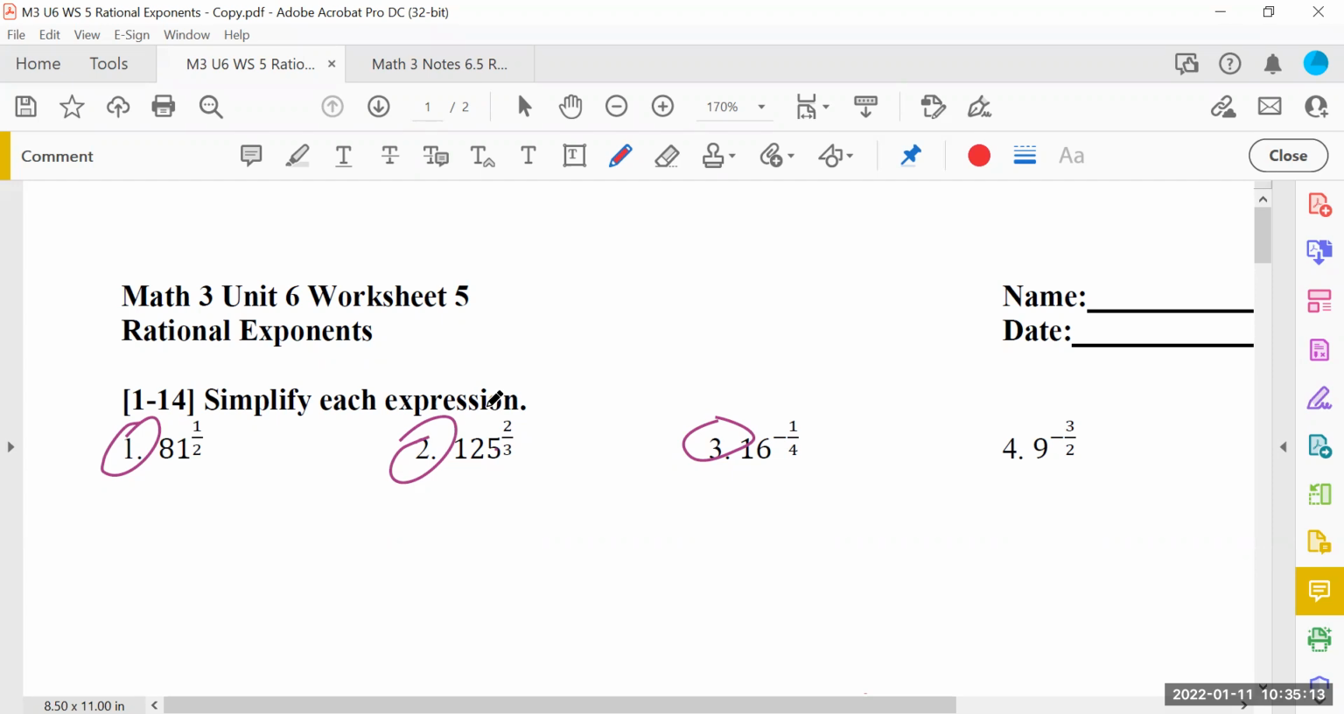81 to the 1/2. You did it twice. When I do it once, you did the square root of 81, or you did it as 81 to the 1/2. You got the same answer, which is why I was showing you in the notes. You don't have to do both.